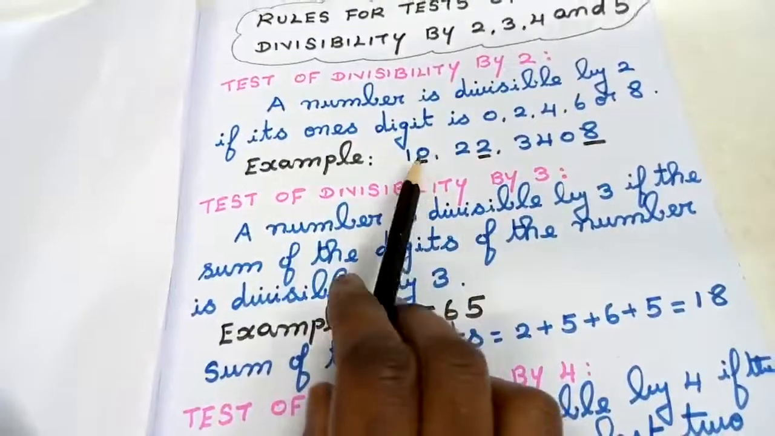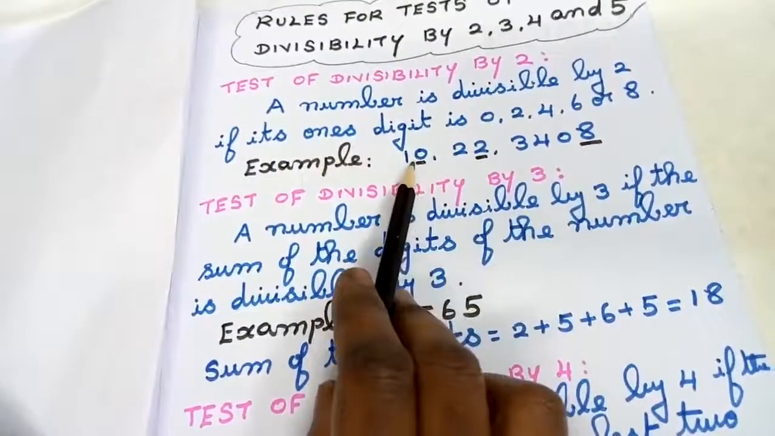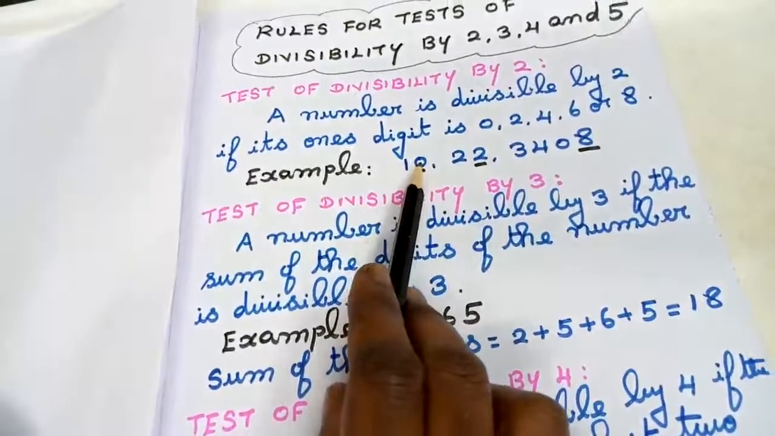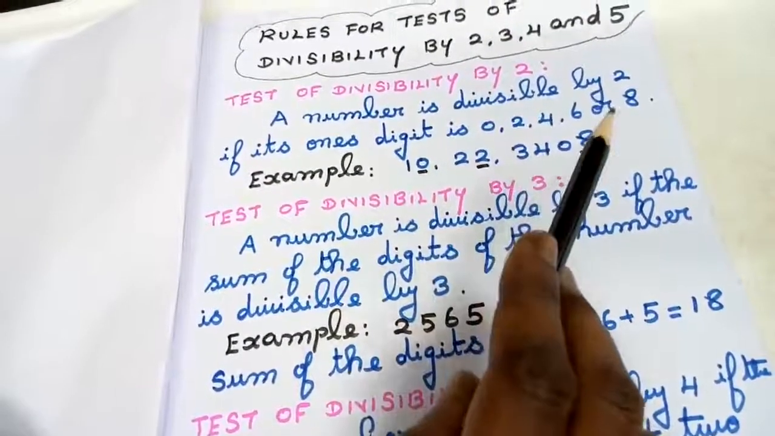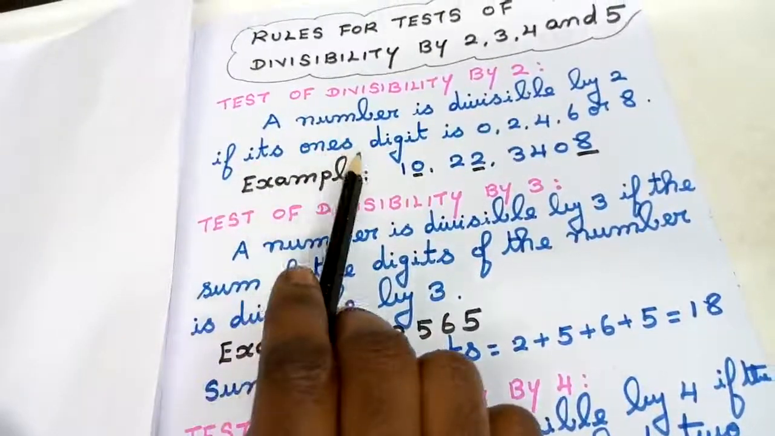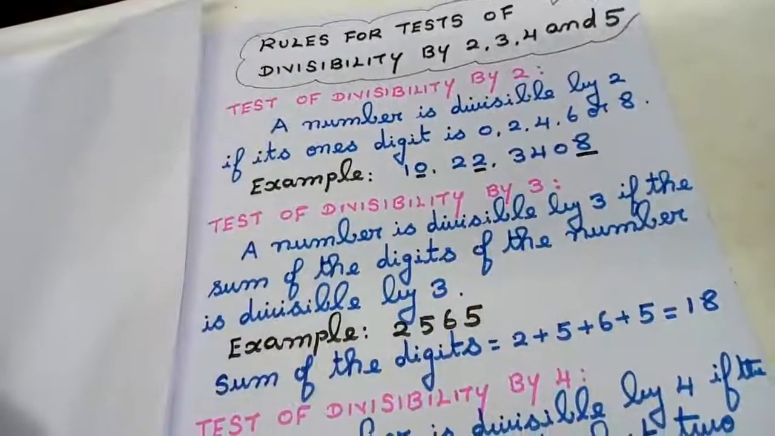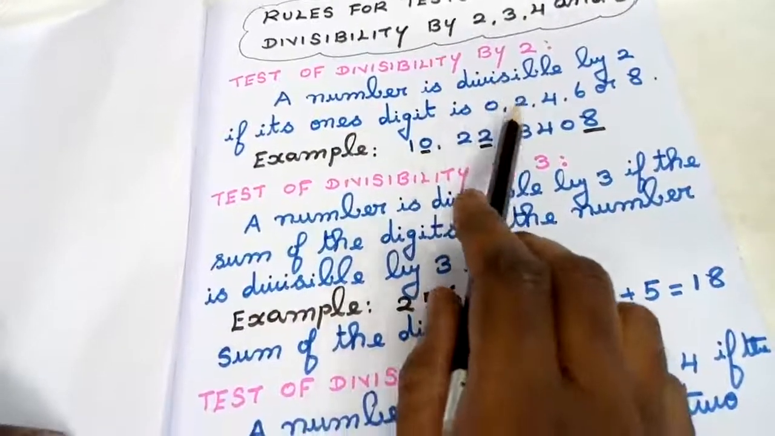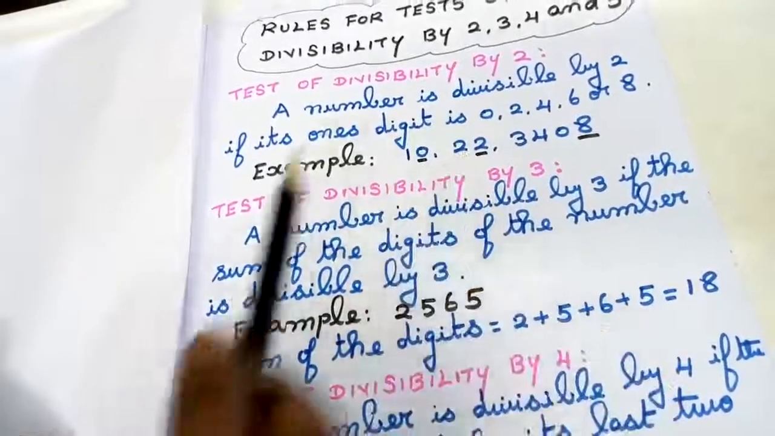I am taking some examples: 10, 22, 3408. I am going to just underline the last digit, that is the ones digit. If you see here, 0, 2, 8, those values are multiples of 2. So, a number is divisible by 2 if its ones digit is 0, 2, 4, 6 or 8, or in other words, if the number ends with 0, 2, 4, 6, 8, then I can say that particular number is divisible by 2.